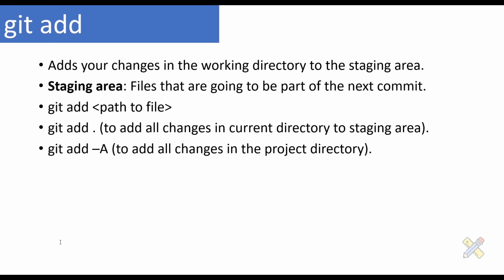So like others, this command can also be used in several different ways. For example, if you want to add a single file, you just type git add followed by the path to that file. Or if you want to add all the changes in the current directory you are in, you just type git add followed by a period. Or if you want to include all the changes in your project directory starting from the root level, you just type git add followed by -A in caps to include those in your staging area.